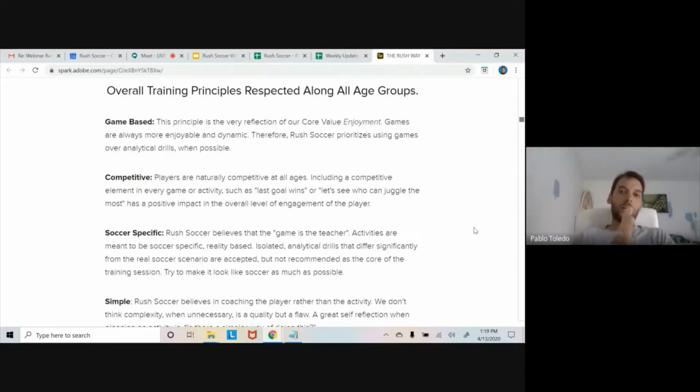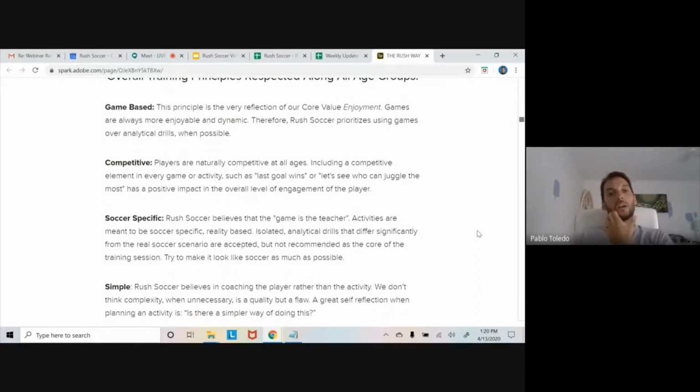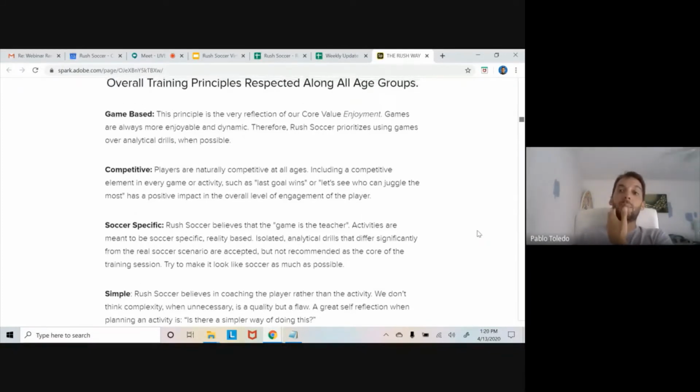This is one that even if it goes across all of the age groups, I think it's worth commenting that it's what the overall training principles are for us when we design these curriculums, and they're very simple, but they're worth explaining. That is, we're basing the entire progression on 4 principles that are to be game-based, competitive, soccer-specific, and simple.